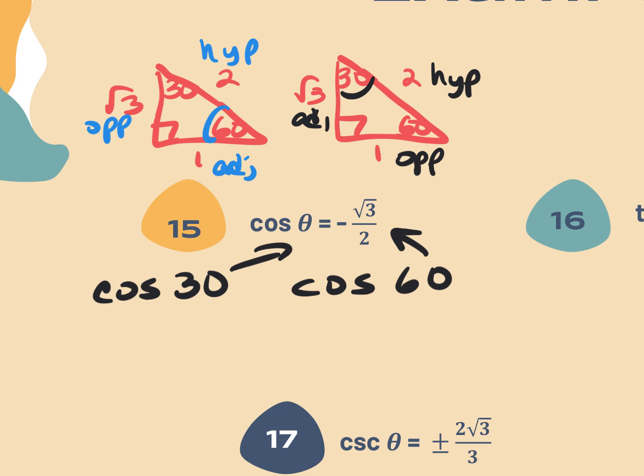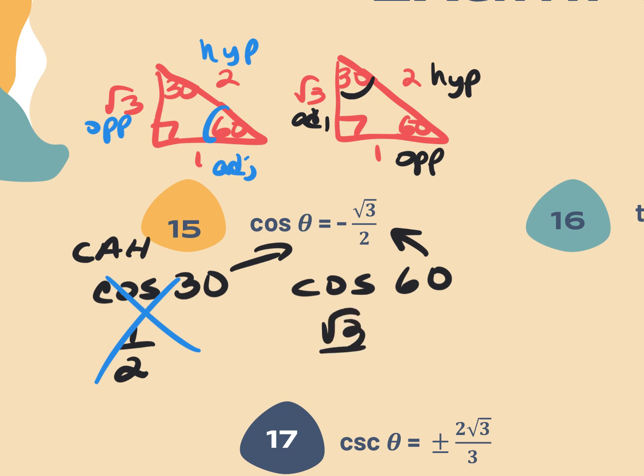So if I do the 30, remember cosine, that's the ka. So I'm going to do adjacent over hypotenuse. Cosine of 30 gives me 1/2. That's not the answer I needed. So if I do cosine of 60 now, adjacent over hypotenuse, that gives me the answer I was looking for. So I know my reference angle is the 60, not the 30.